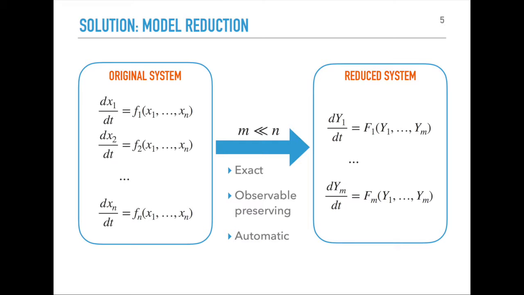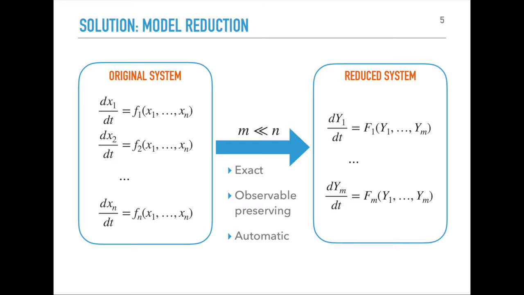So for us, model reduction takes a very specific form where essentially we are given an original system, and then somehow we want to find a reduced system with some constraints on that. The first constraint, which is our hope, is that m, the number of variables in the reduced system, is much smaller than n, because otherwise it's not a sensible reduction. And what I'm presenting today is an approach that is exact, is observable preserving, and it is automatic.